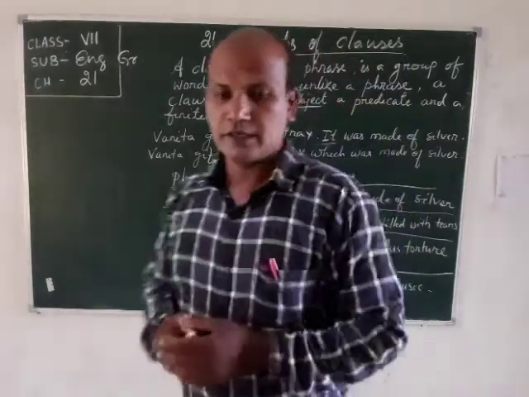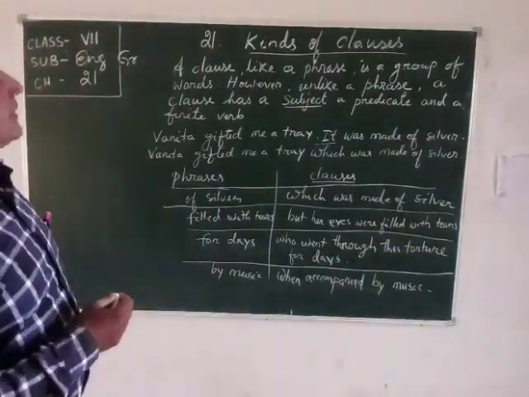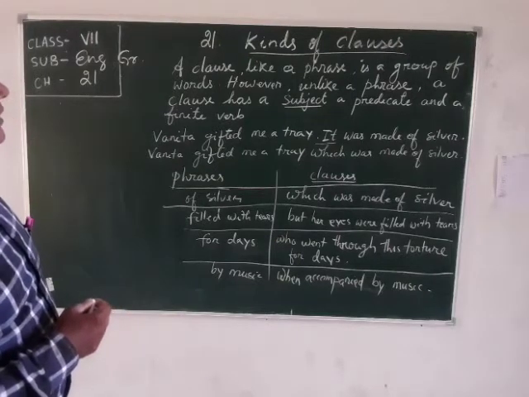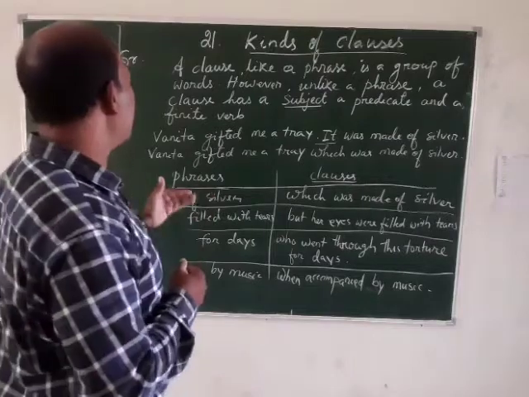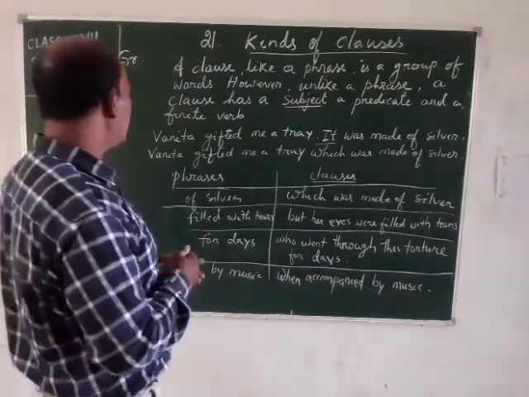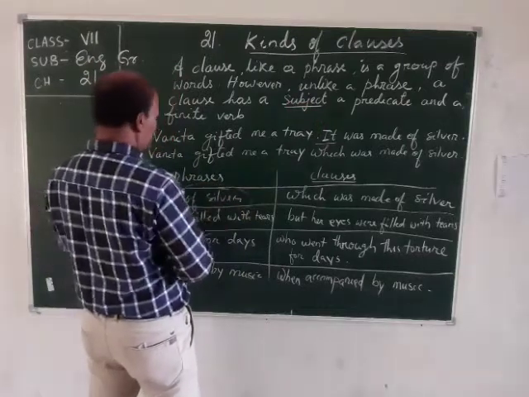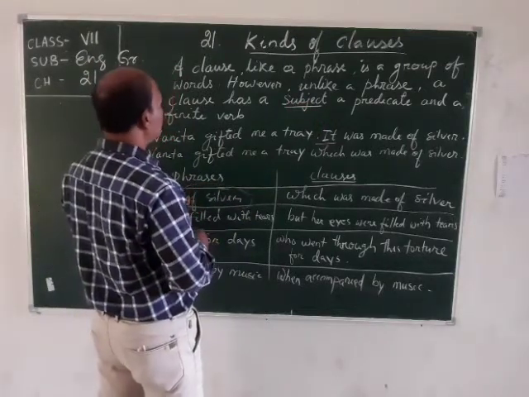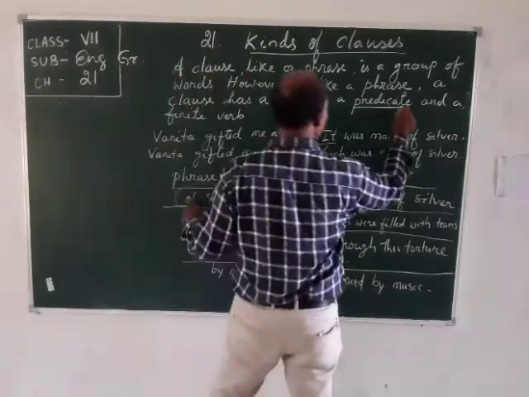You have to know that a clause is a group of words. However, unlike a phrase, a clause has a subject, a predicate, and a finite verb. Let's see a phrase and different clauses. This is a phrase. A phrase has no subject, no predicate, and no finite verb.